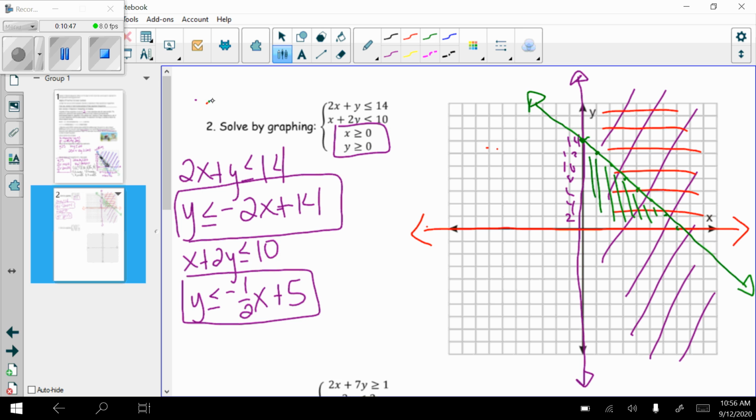Y is less than or equal to negative 1/2 x plus 5. So this time, my y-intercept is 5. My slope is negative 1/2. So I go down 1 over 2, down 1 over 2, down 1 over 2. And I can go ahead and draw that line.